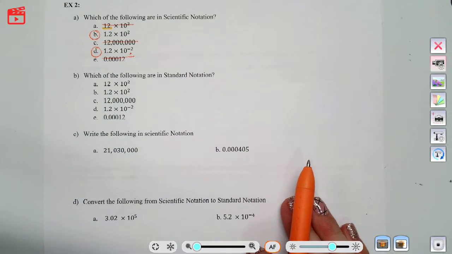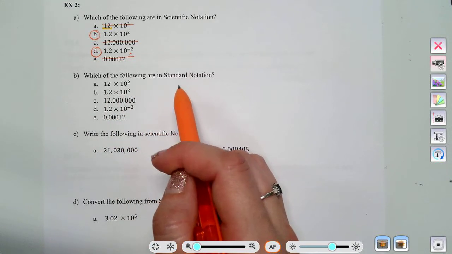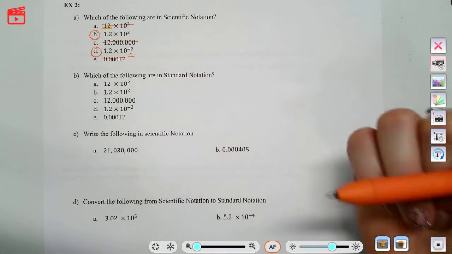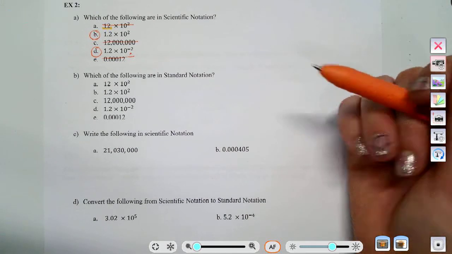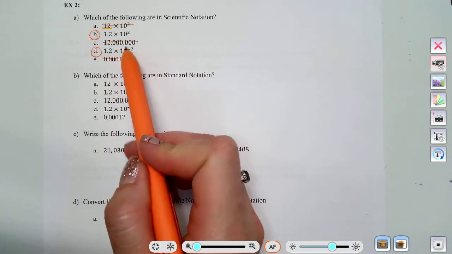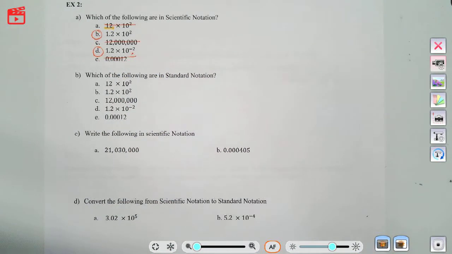Alright, so here's a slightly different thing. This question is which ones are in standard notation? So how do we remember the difference between standard and scientific? Well, standard notation is what you would normally see on someone's check. If somebody wrote you a check, you would not see them write out a number like 1.2 times 10 to the second power. Normally on a check, you might see $150, if you're really lucky, $1 million maybe.